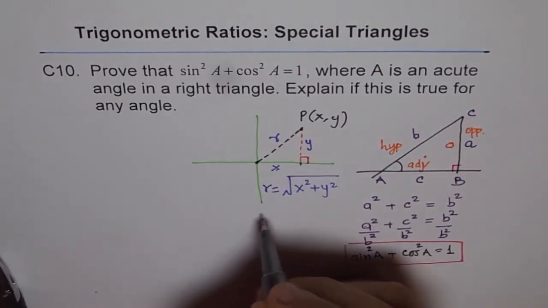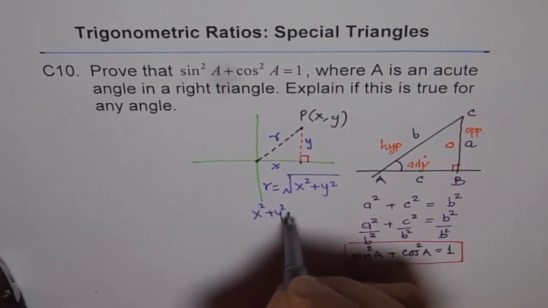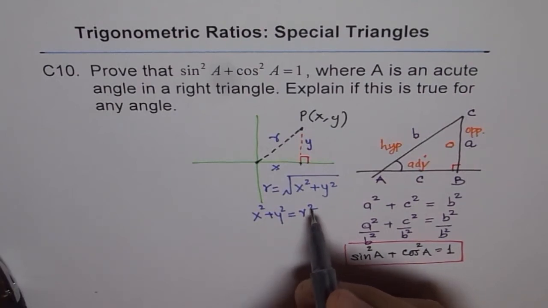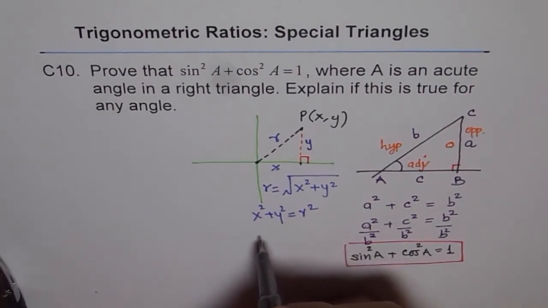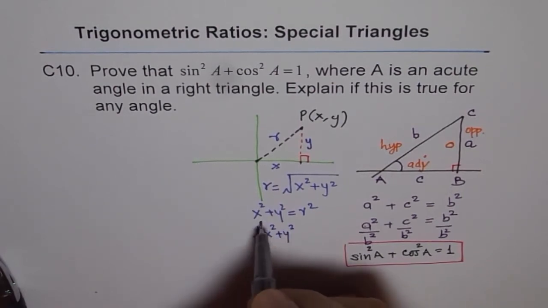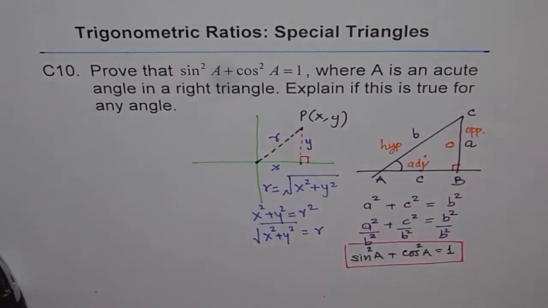Well, if you remember, let me go back to it. We say x square plus y square equals r square, right? Now I can take the square root, right? So if I take the square root, I get what? I get the square root of x square plus y square is equal to r. That's what I wrote, correct? So that is my r, the hypotenuse.